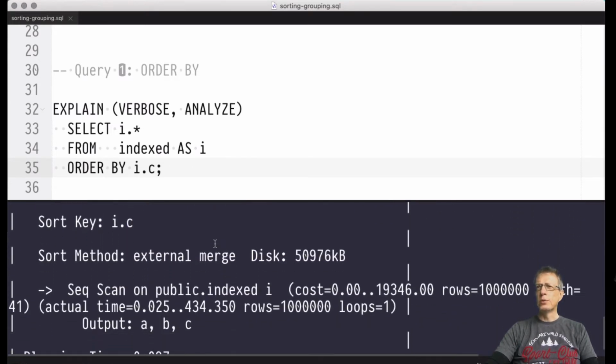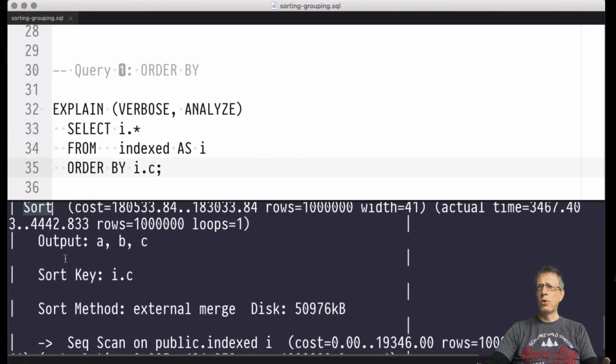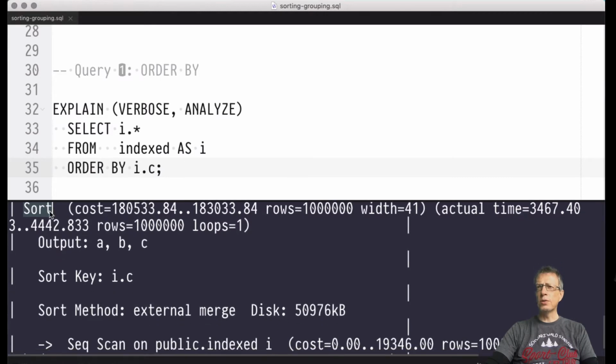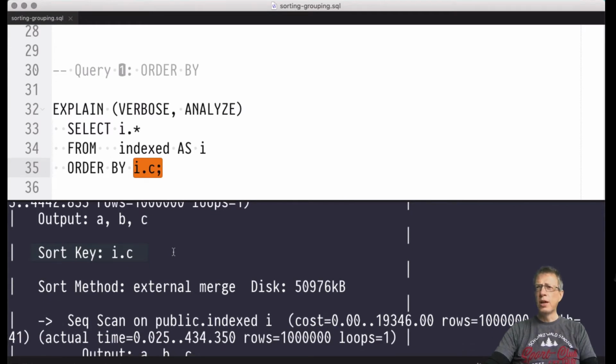This query does not do much else beyond sorting. Okay, so you see that we are sequentially scanning the rows of the index table, which of course is not ordered according to the C column. All of these rows then flow into this sort operator. Okay, the sort operator has a sorting key, a sorting criterion, which would be the C column here. That's expected. So this matches our order by sorting criterion here. And we also see that a particular algorithm has been employed to perform the sorting. It's the external merge sort algorithm that has been employed here.